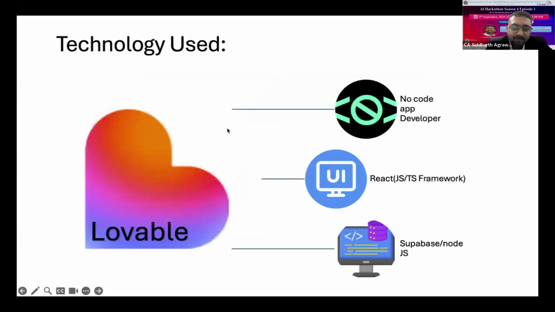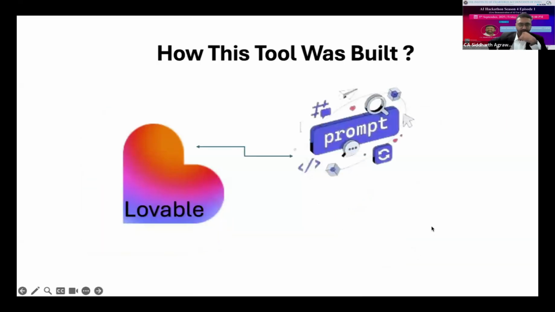Next part, what kind of technology have I used? I have used an AI tool, which is a no-code app developer. So I haven't written any code. I haven't used ChatGPT to write any code. I gave some prompts and it created the full-fledged RPA tool for me. It used React for the user interface, and for the backend, it used Supabase or Node.js. How this tool was built, I'm going to demonstrate.